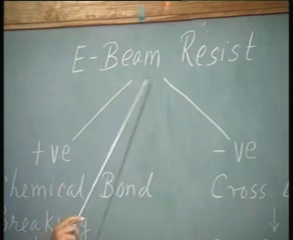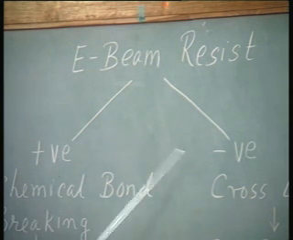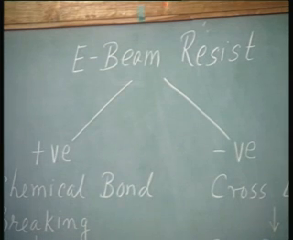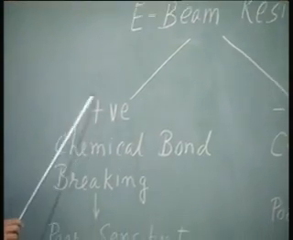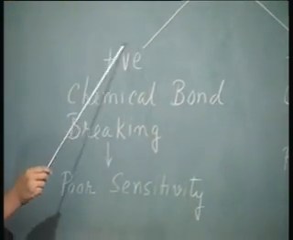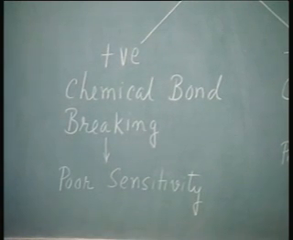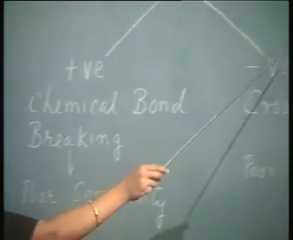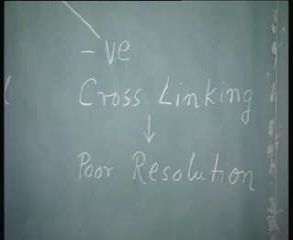As in the case of optical lithography and photoresists, the E-beam resists can also be positive or negative, depending on whether they get softened or hardened on exposure. As you already know, positive photoresists got softened when they were irradiated by UV light. Similarly, positive E-beam resist gets softened when it is irradiated by the electron beam, and negative E-beam resist gets hardened when it is irradiated by the electron beam.